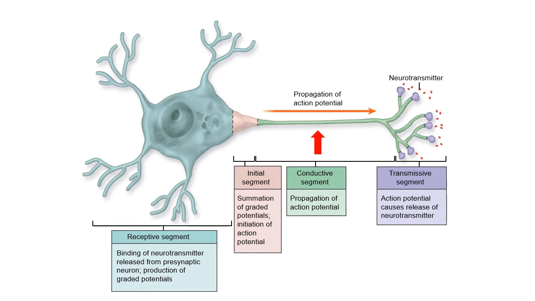This process begins at the axon hillock. The axon hillock, this initial segment of our axon, is the place where the graded potentials are coming in. We're getting up to eventually positive 60 millivolts. And once we get up to that, then we're going to move along the conductive segment. We've reached the tipping point, and now it's going to travel all the way down to the axon terminals.